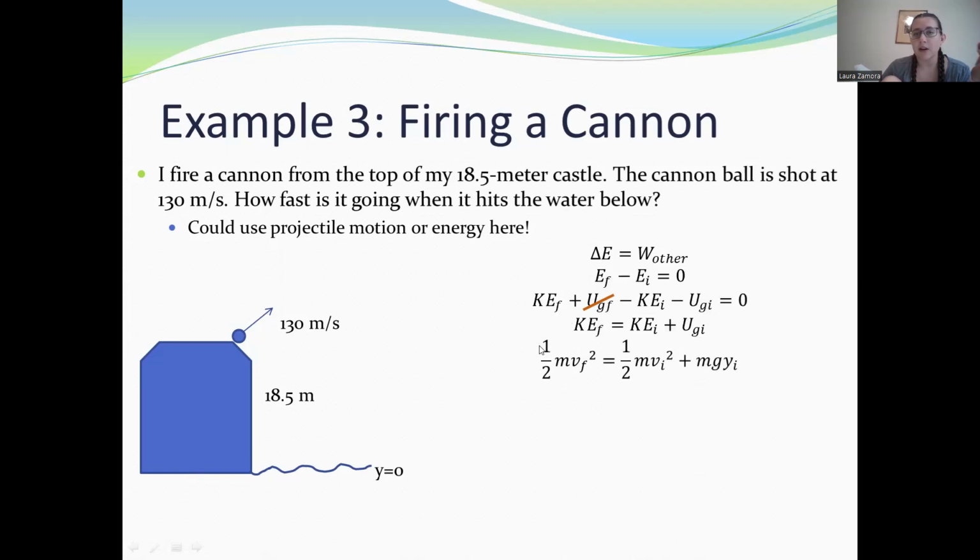So plugging in our equations for those things, kinetic energy is 1/2 mv squared. And potential energy is mgy, or mgh if that's what you're more familiar with. Now you'll notice that in each of those terms, there is a mass, so you can cancel out those masses, which is great because you weren't given any information about the mass of the cannonball. That's because it's not actually important.